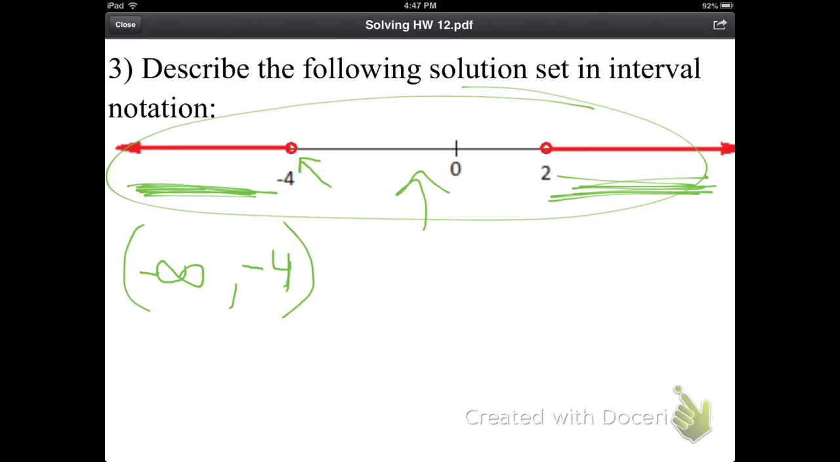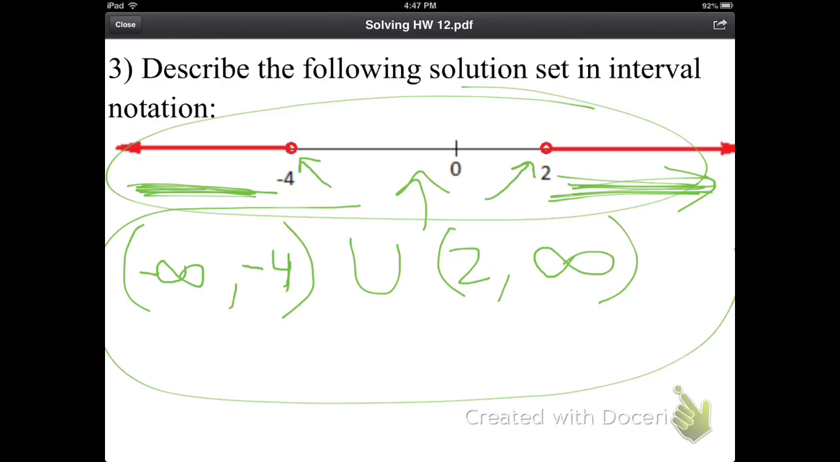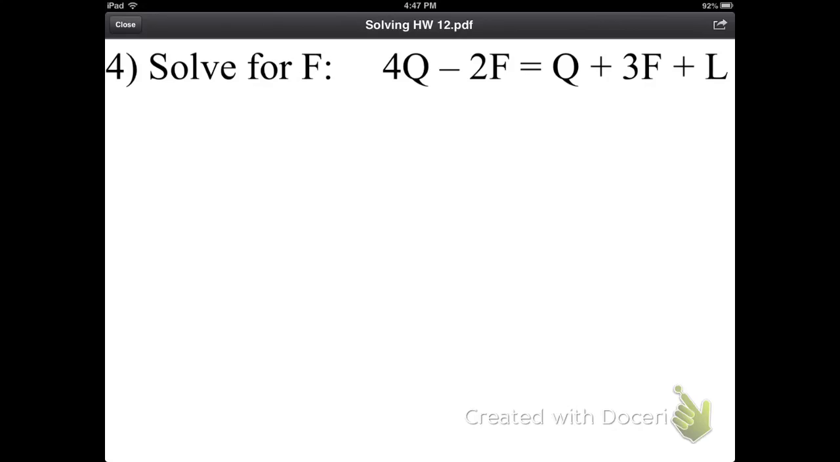The leftmost point that got shaded is 2, and the shading goes on forever to the right, so it ends at infinity. Infinity is always curved, since that circle is open. 2 has a curved bracket, and you put a U in the middle, and ta-da, that is it. Done. Let's move on to 4.